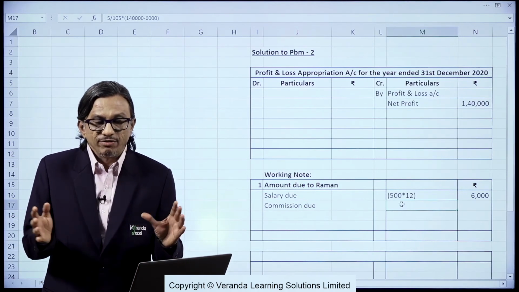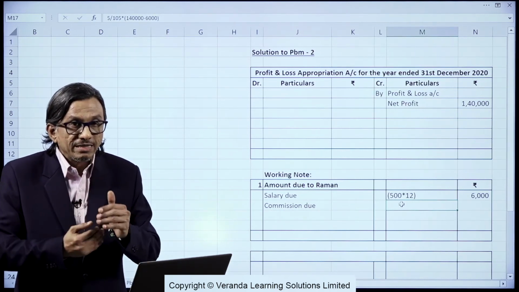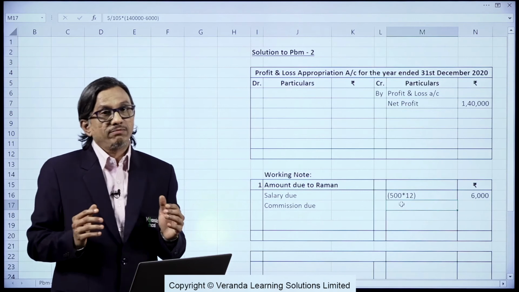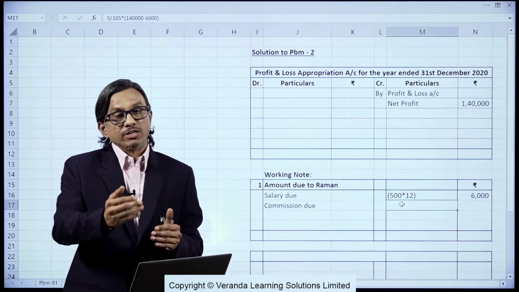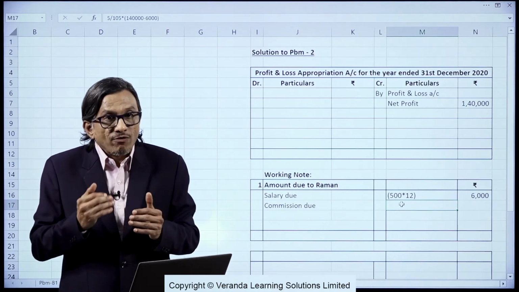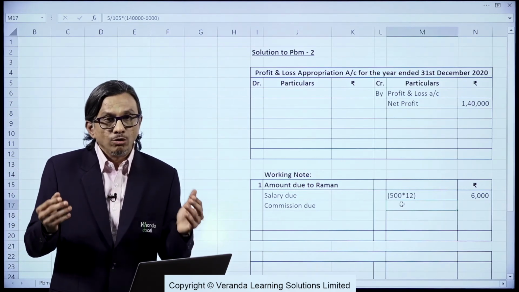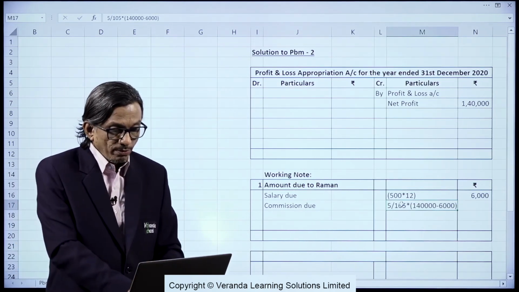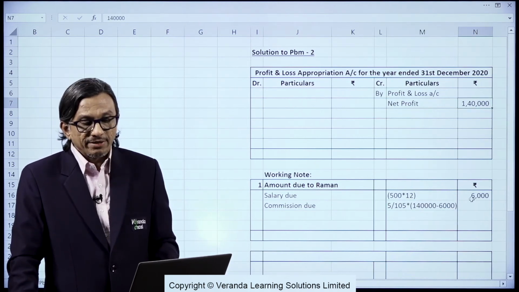What is a salary? We know. But what is a commission? Commission is after deducting the commission, you have to apply 5% of the profit. So therefore, with whatever profit that is available before charging commission, we should apply 5 by 105. On the profit before charging commission, apply 5 by 105. You will get the commission payable to Mr. Raman. So, what is the profit available? 1,40,000. Deduct salary.